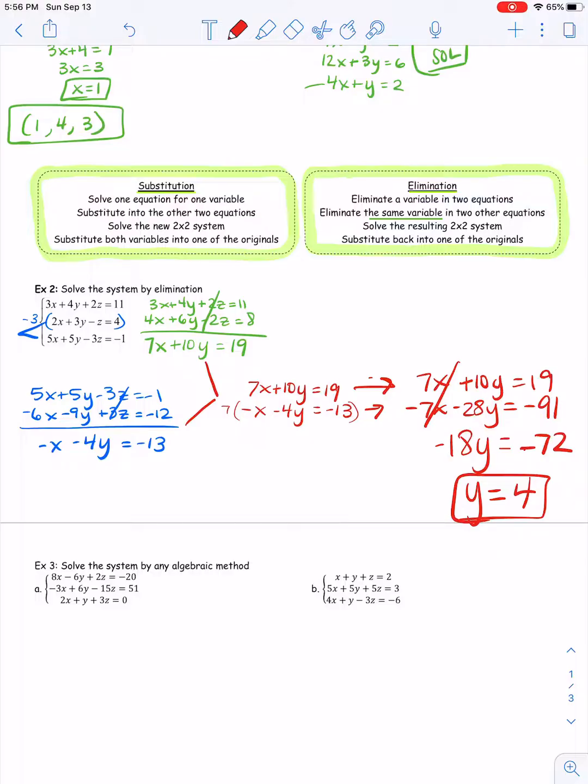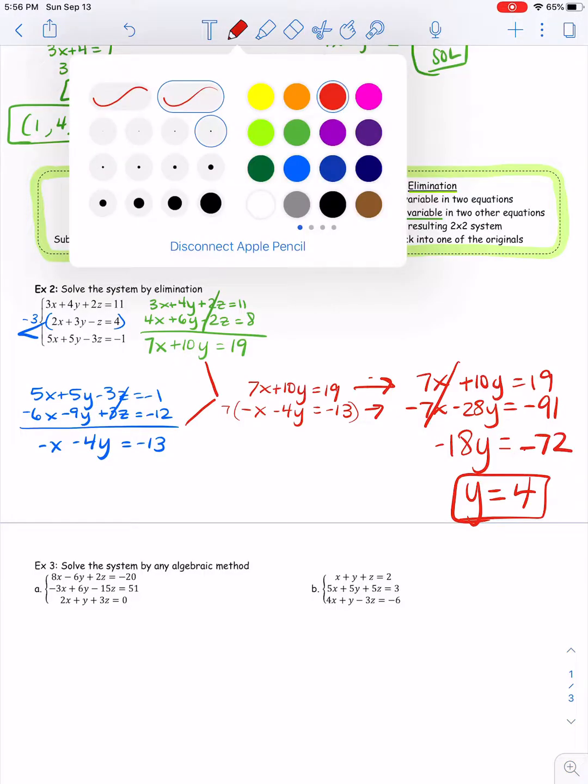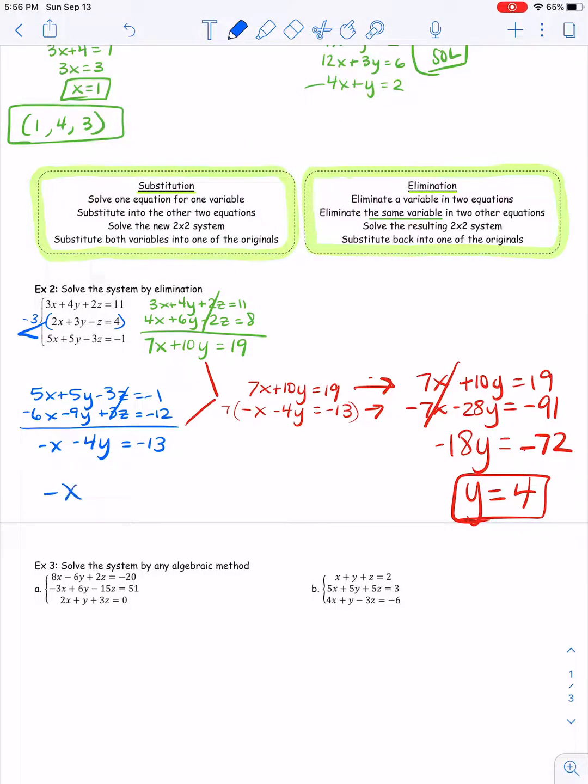Okay, and so I can say something like, maybe I'm going to use this negative x. Negative x minus 4y, which is 4, equals negative 13. So it would be negative x minus 16 equals negative 13. Negative x equals 3. So that means x is negative 3.